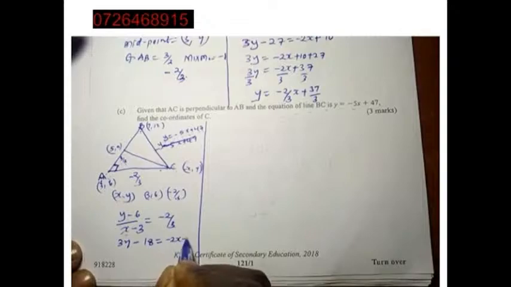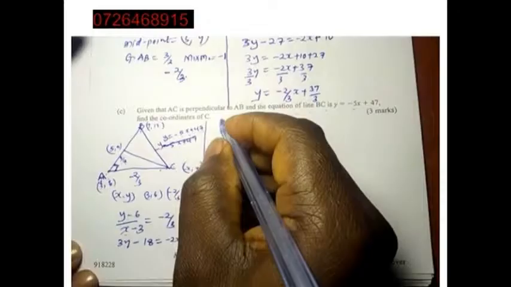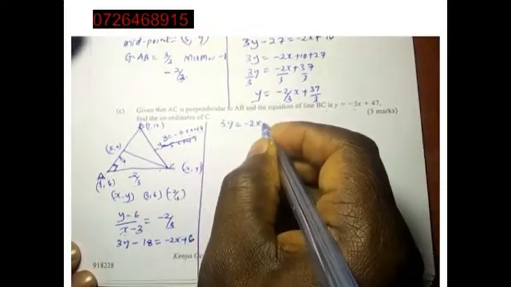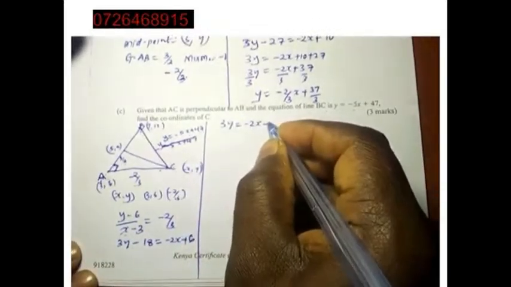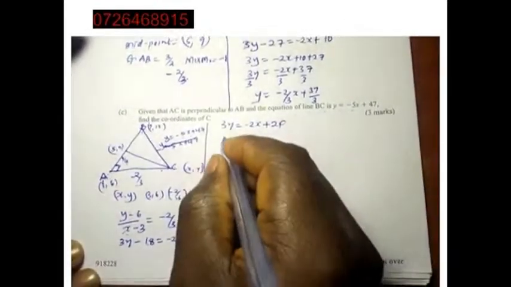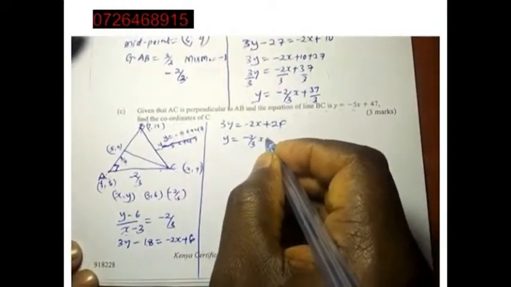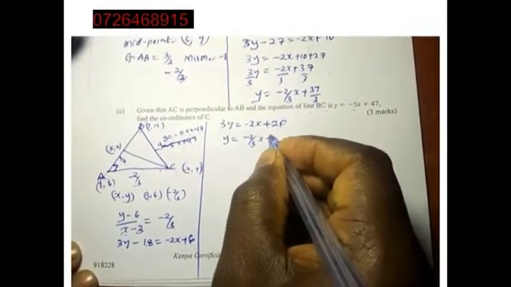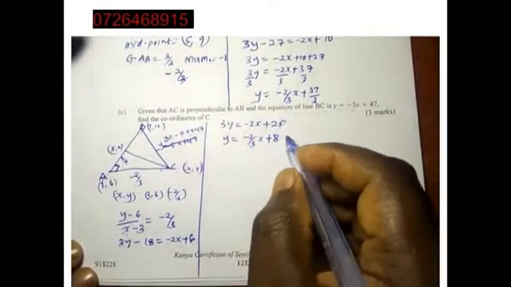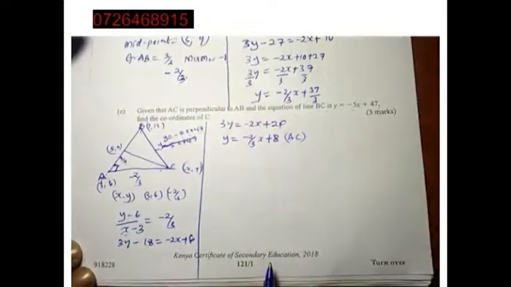3y minus 18 equal to -2x plus 6. Like terms together, this one is 3y equal to -2x plus 24. This one itakuja hapa itakuwa 24. So y equal to -2/3x plus 8. So this is the equation of line AC. The equation of line AC.